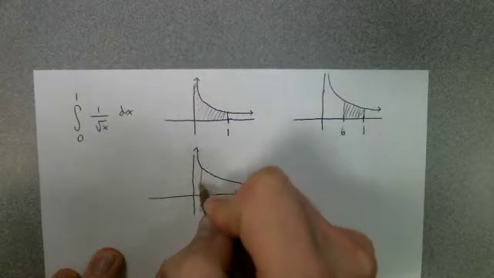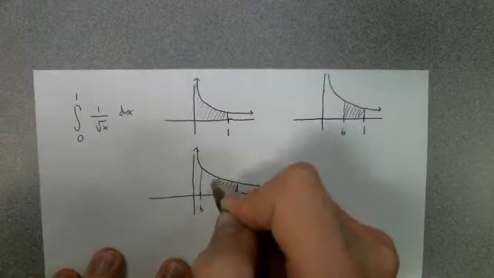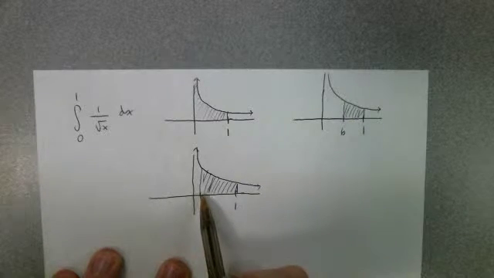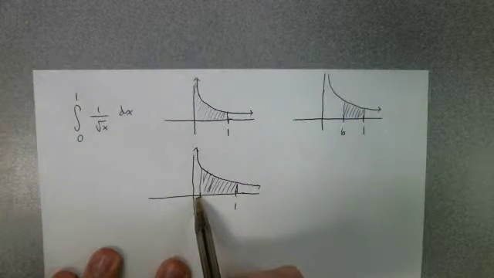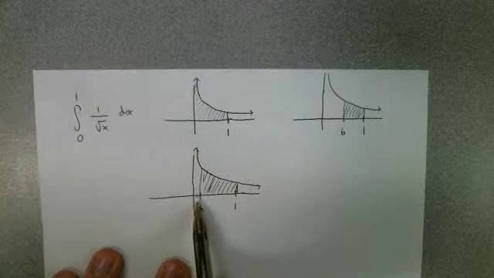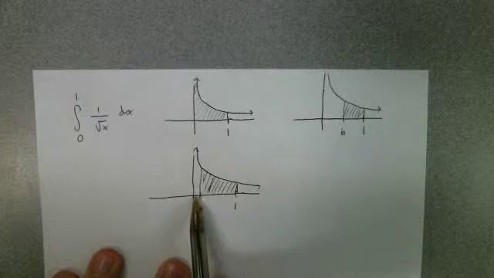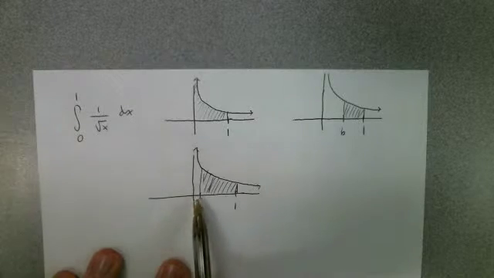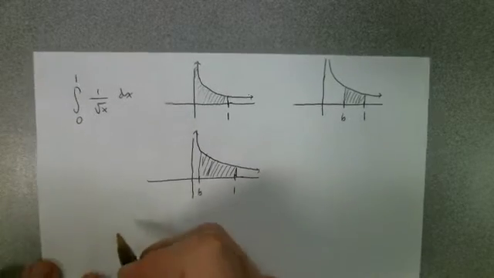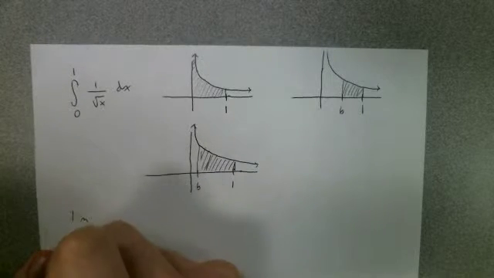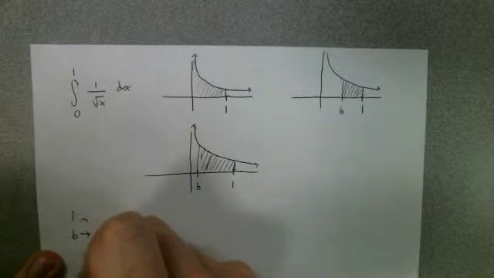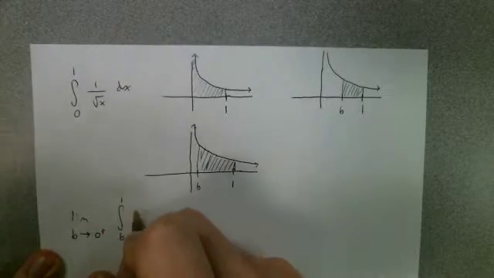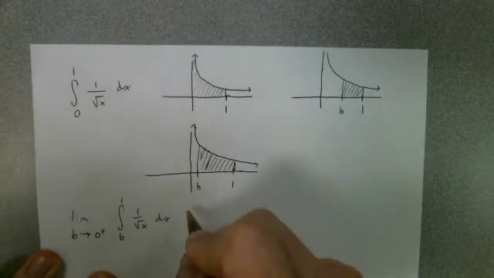Like if I move B over here now. All right. So if I move B over, I'm going to get more area. So my question is, as I keep moving B over and over this way, so as B approaches 0 from the right, as I take more and more area going this way, do I get a finite amount of area? Does my area that I'm getting approach a number? In other words, what we're going to do is the limit as B approaches 0 from the right of the integral from B to 1 of 1 over root x dx.